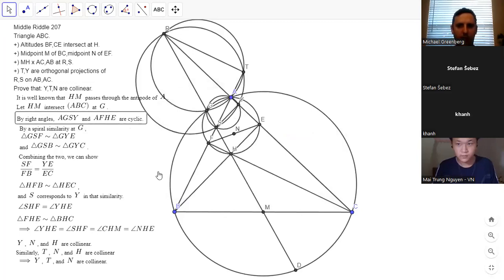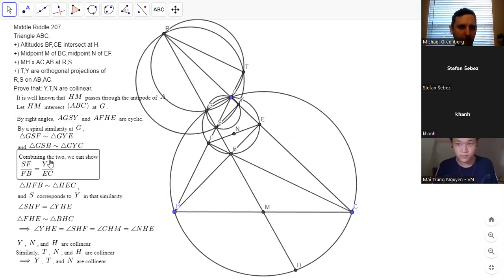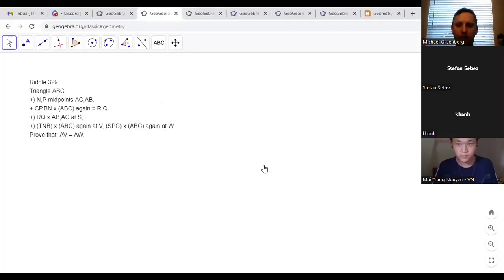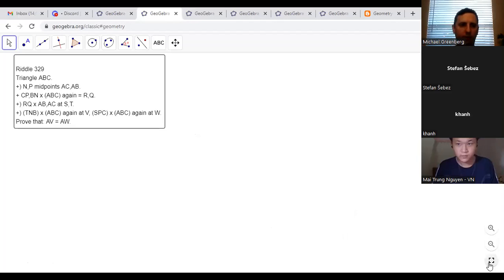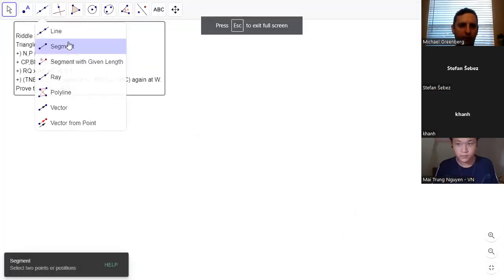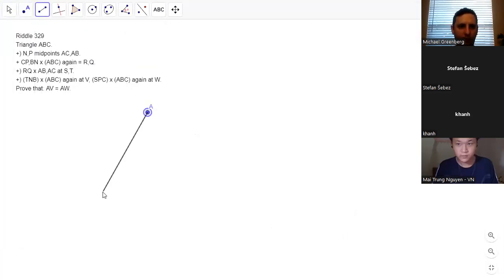All right, so anyone have any last questions on this before I move on? All right, so I'm going to move to the next one. So this is a middle riddle. Okay, this one is a full riddle, so this one's going to be a little harder. We have a triangle ABC, and then we have the midpoints of AC and AB, N and P.